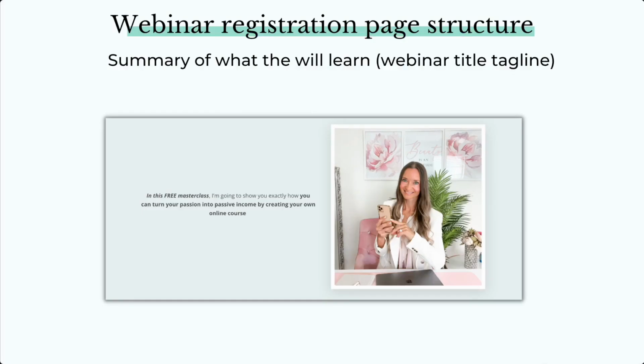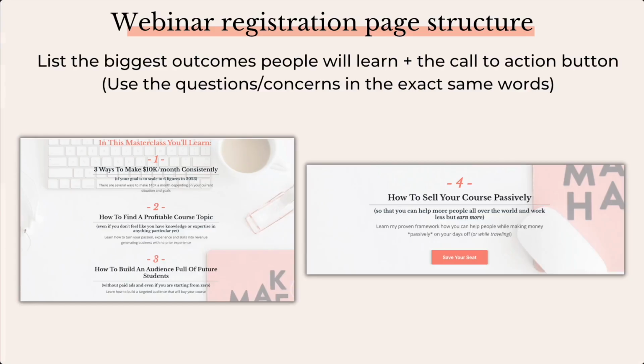Once they scroll down, the next section on your webinar registration page will be a summary of what they will learn in your webinar, aka what they will gain by attending. This is your webinar title and tagline, like in my example where I say that in this free masterclass, I'm going to show you exactly how you can turn your passion into passive income by creating your own online course. Now, the third section is where you list all the biggest outcomes that people will be able to walk away with, aka list the steps you'll be teaching in your webinar, and add a call to action at the end.